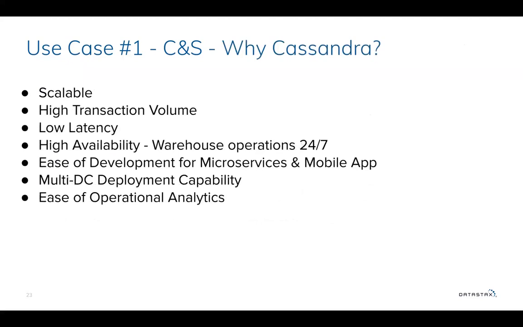So why did they choose Cassandra? Simply, as we highlighted within the slide deck in the past, Cassandra offers that scalability for them. If all the volumes can fit on a 6-node or 10-node cluster today, they can easily scale that up to 20 nodes to handle higher transaction volumes. It offered that low latency to serve their mobile users. It had high availability, so if their warehouse operations were 24/7, they were ensured they're invested in a data platform that's also available for them 24/7. And then they wanted to ease the development process for their microservices and mobile application. They were also looking for a multi-DC deployment capability, which Cassandra offers.